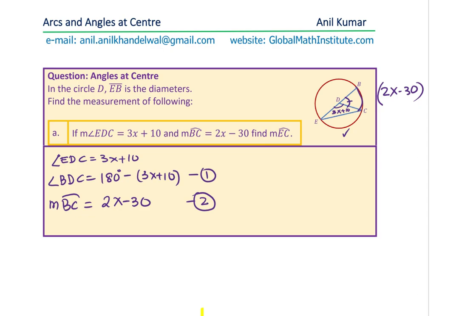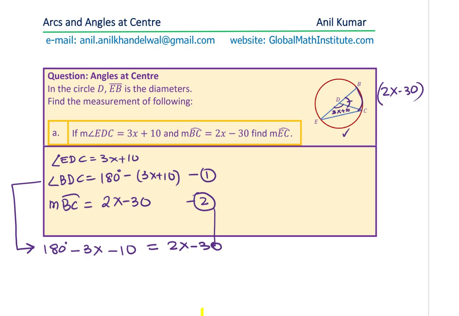So our equation now is 180 degrees minus 3x minus 10. So that comes from equation 1, and that is equal to 2x minus 30. This comes from equation 2, correct? So we need to solve for x from here to get the solution.